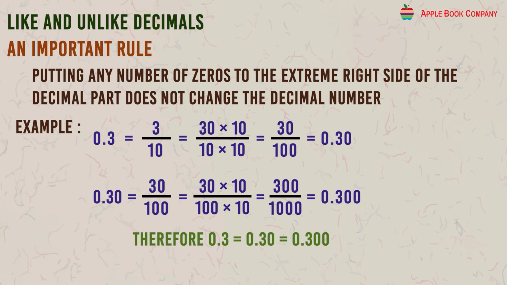Similarly, we may write 9.38 is equal to 9.380 is equal to 9.3800, etc. Thus, we may convert unlike decimals into like decimals.